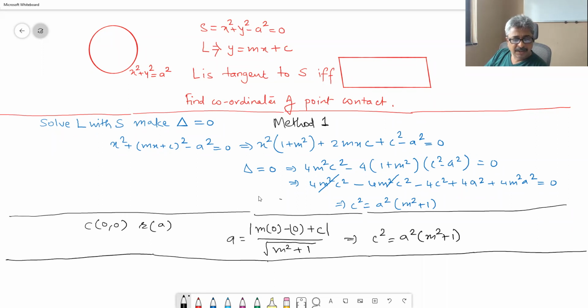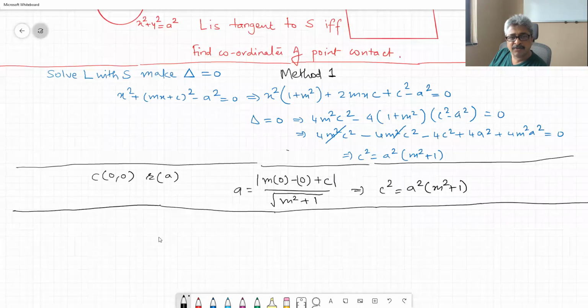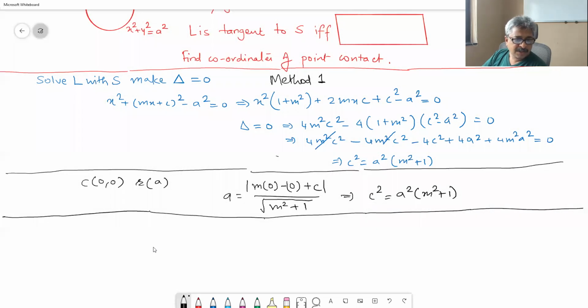Case number 3. Whatever we have studied just now, recently, the tangent T is going to look like xx1 plus yy1 minus a square is equal to 0, where (x1, y1) is the point of contact.